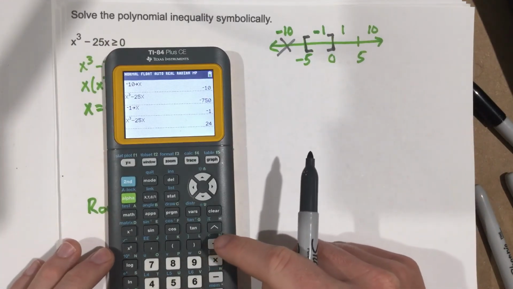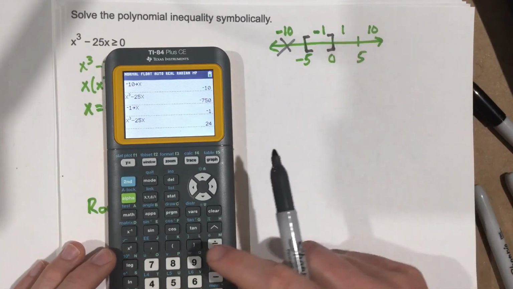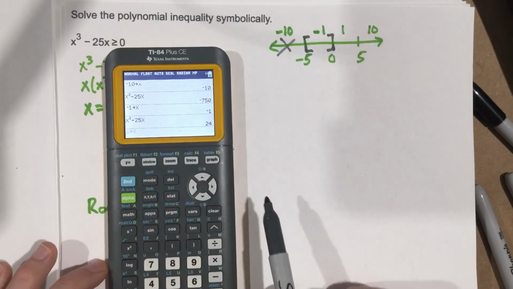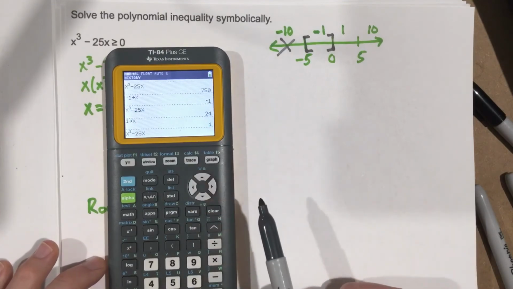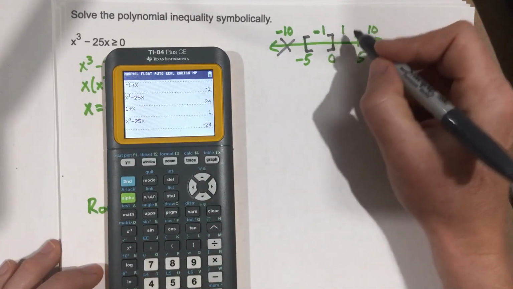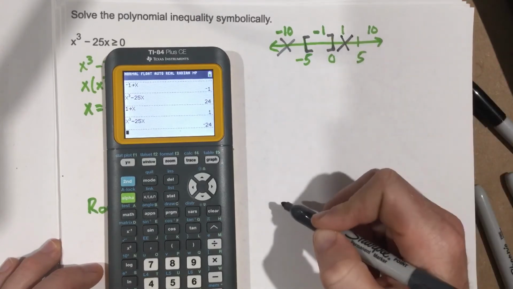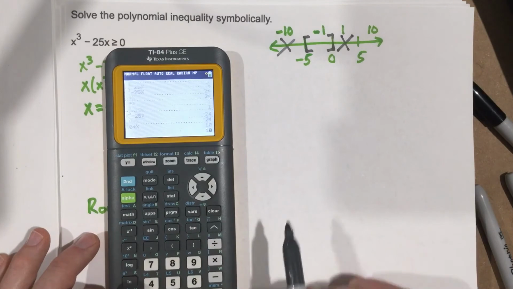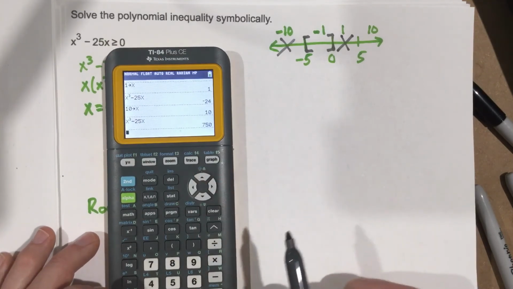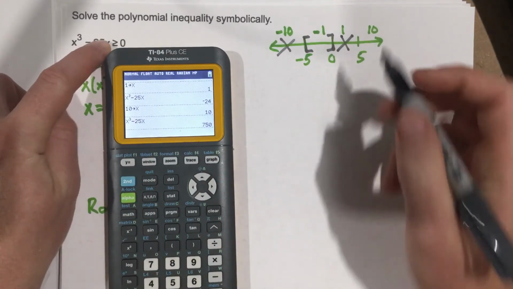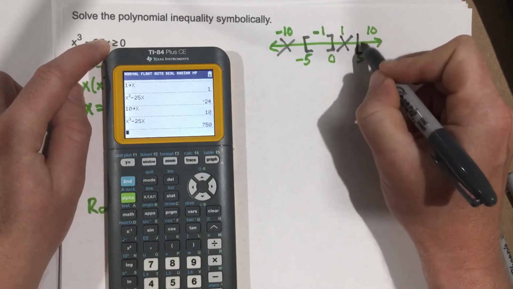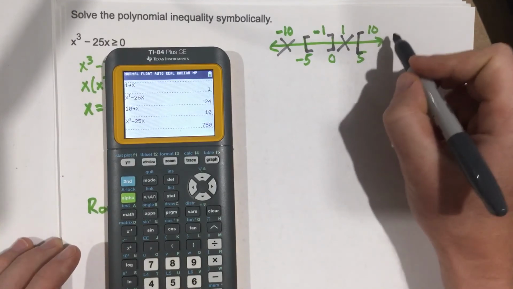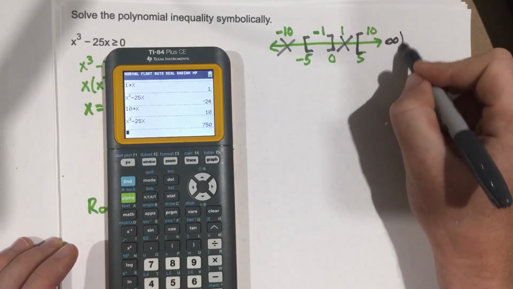Now let's go ahead and use 1. So 1, I want to store that as x, and then grab this, and I get -24, so these are not solutions. And finally, let's grab 10, store it as x, grab the function. I get 750 greater than or equal to 0, so I'm going to have a bracket because, again, it's equal to, so the roots work, and then we're going all the way out to infinity here.